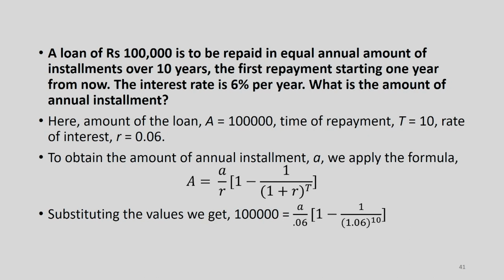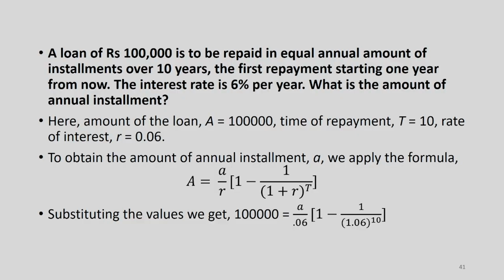A loan of 1 lakh rupees is to be repaid in equal annual installments over 10 years. The first repayment starts 1 year from now. The interest rate is 6% per year. What is the amount of the annual installment?